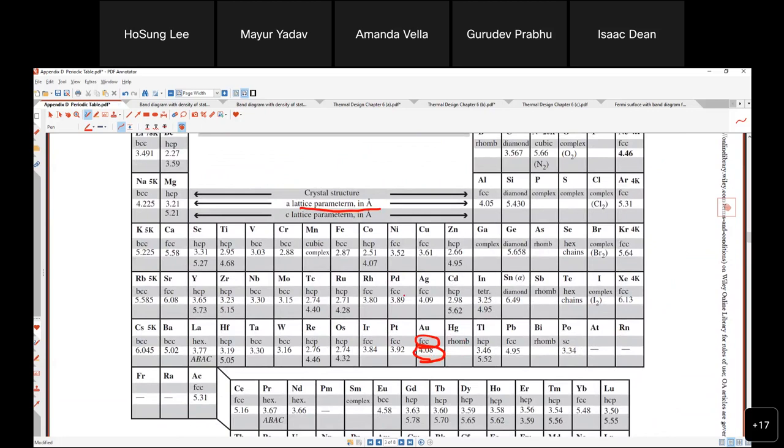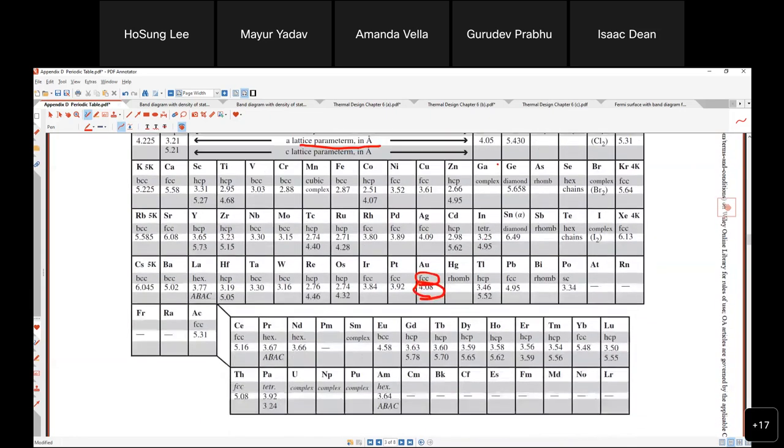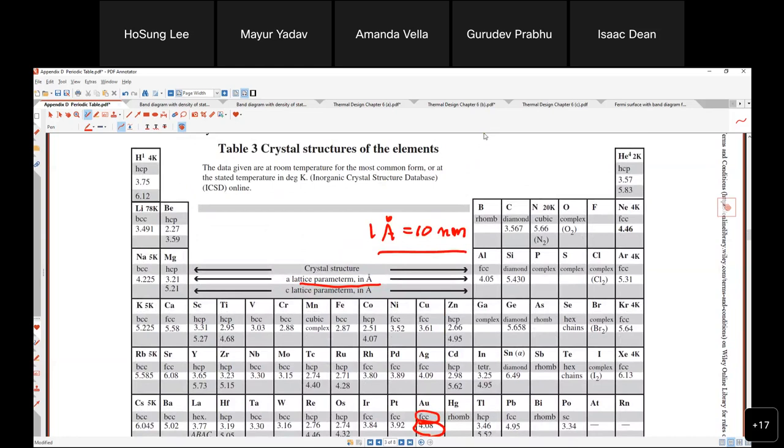Okay. So lattice, angstrom. One angstrom is how many nanometers? Anyone? Do you know that? No one knows. I think 10 nanometers. One angstrom. Angstrom is smaller than nanometers. Okay, anyhow, yeah.